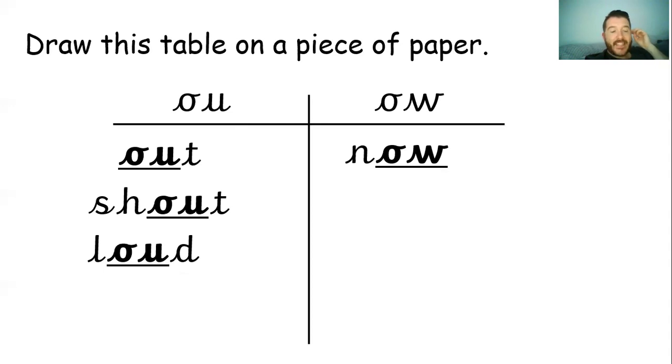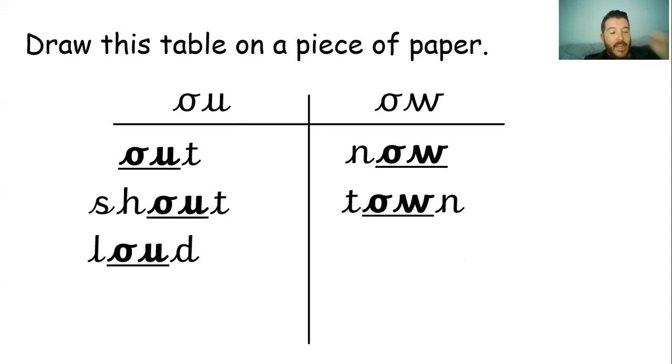Next one is town. Town. Which one's it going to go into? Think about it. Does town rhyme with down or owl? If it does, it needs OW, doesn't it? If it doesn't, it needs OU. So town. Okay, let's check where town goes. It's OW. It rhymes with down, doesn't it? So town, T-O-W-N.